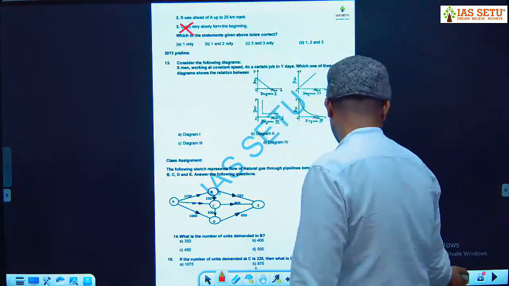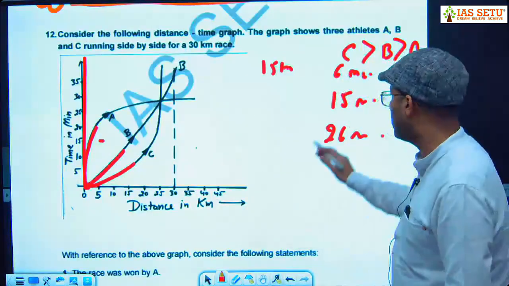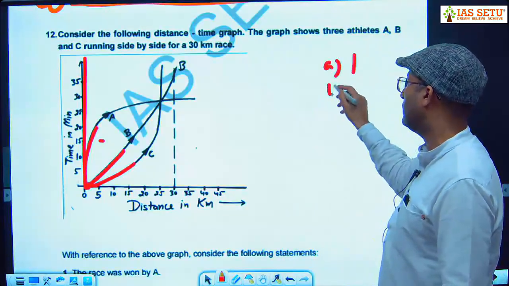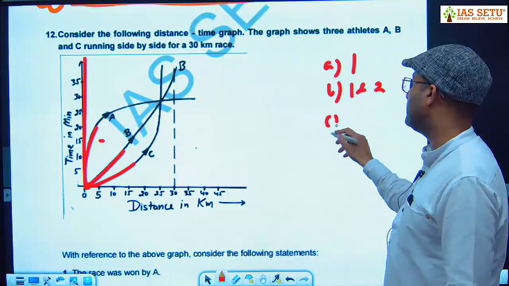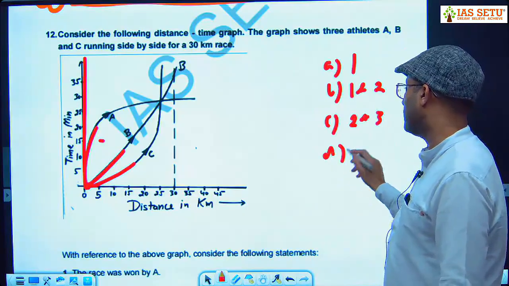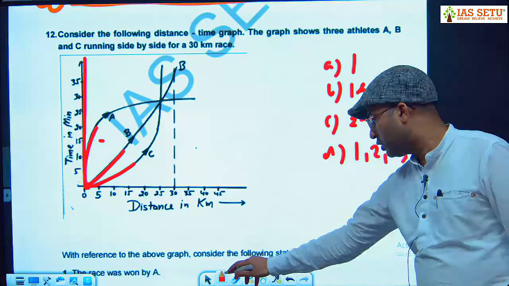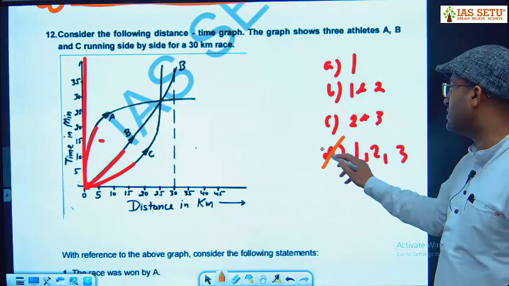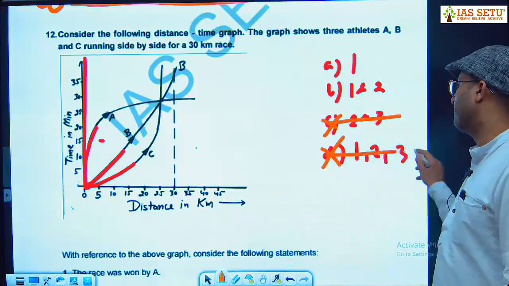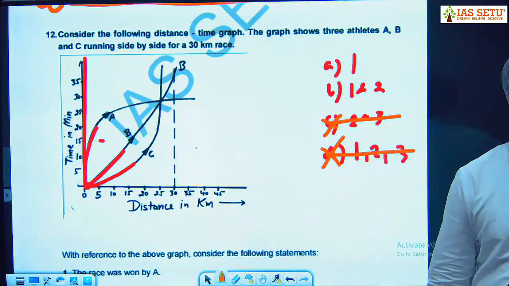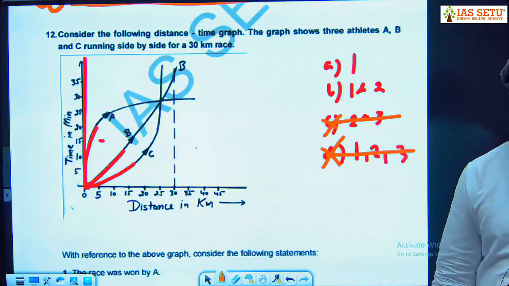It is wrong. I tell you how to work on answer options. Answer options given: A, 1 only; B, 1 and 2; C, 2 and 3; D, 1, 2, 3. 3 wrong. If 3 is wrong, C and D wrong. Is it okay? Third statement is wrong. C ran very slowly from the beginning is wrong.